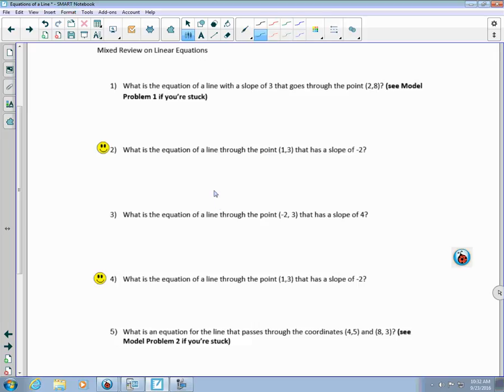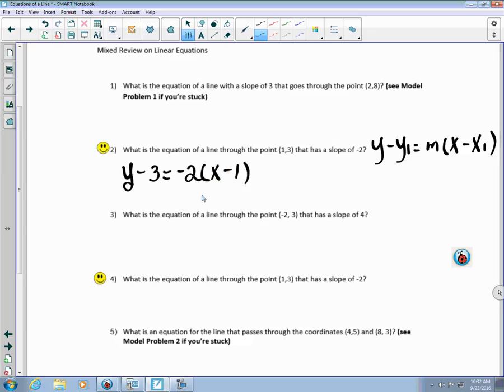All right. So this one, we're going to write it in point slope form, which is y minus y1 equals m(x minus x1). All right, so what's my y? Very good, -3. What's my m? -2. And what's my x? So -1. And we're done. Now, number 4 is the same, right?